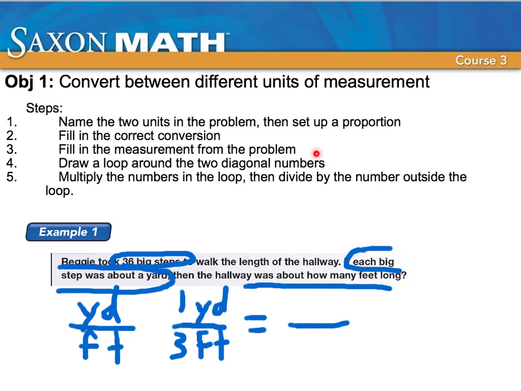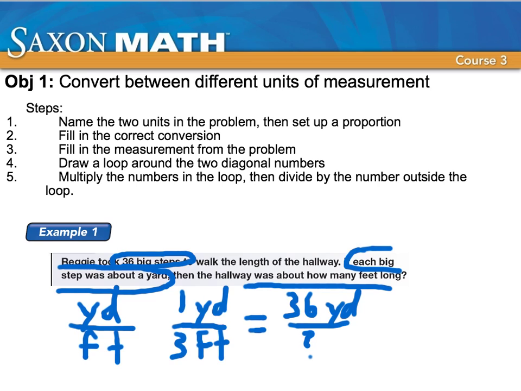Then I need to fill in the measurement from the problem. So I'm looking at the number they give me in the problem. This says 36 big steps. So if he took 36 big steps, and each step was about a yard, how many yards did he walk then? Well, 36 steps times 1 yard for each step is 36 yards. And that needs to go up here because on top we've got yards and yards, so my 36 yards should go on top up here. Then my question's asking me how many feet. I don't know that, so I'm going to put a question mark there.